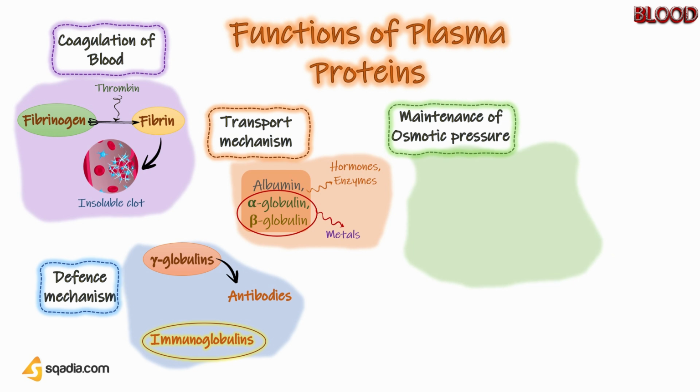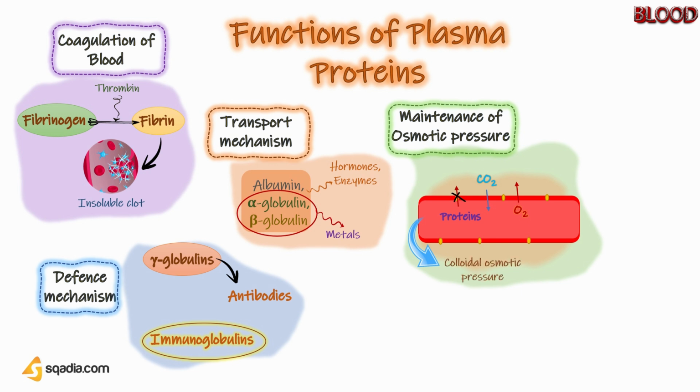Role in maintenance of osmotic pressure in blood. At the capillary level, most of the substances are exchanged between the blood and the tissues. However, because of their large size, the plasma proteins cannot pass through the capillary membrane easily and remain in the blood. In the blood, these proteins exert the colloidal osmotic pressure and maintain the normal osmotic pressure of the blood, that is normally 25 millimeters of mercury.